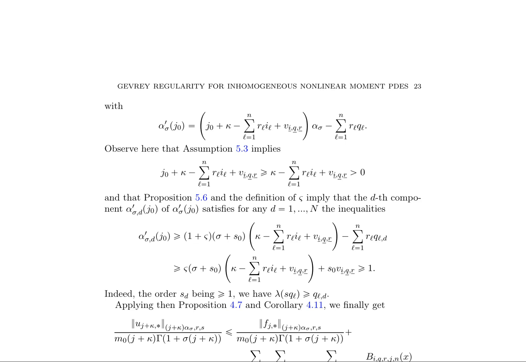By applying proposition 4.7 and corollary 4.11, a new expression for the norm of the solution component is derived, consisting of a sum over indices and a product of terms. Each term comprises various factors, including functions related to the initial data, the nonlinearity, and the Gevrey class parameters.